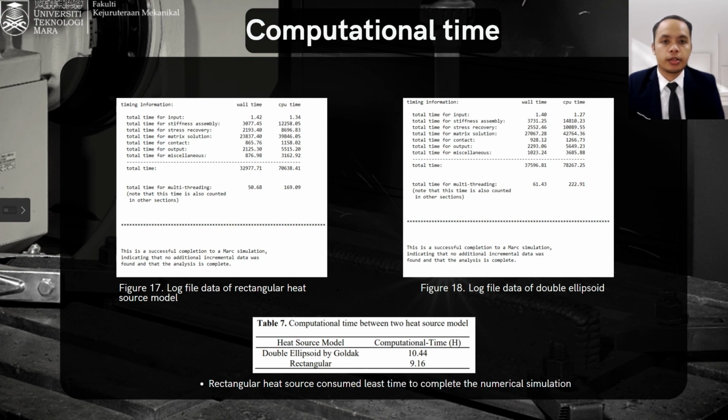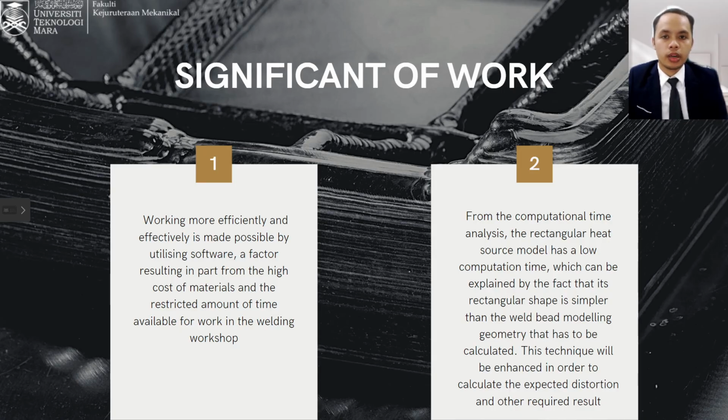For significance of work for this study, working more efficiently and effectively is made possible by utilizing software, a factor resulting in part from the high cost of material and the restricted amount of time available for the work in the welding workshop. From the computational time analysis, the rectangular source model has the lower computational time, which can be explained by the fact that its rectangular shape is simpler than the weld modeling geometry that has to be calculated. This technique will enhance and shorten the time needed to calculate the expected duration or other required results for future study.